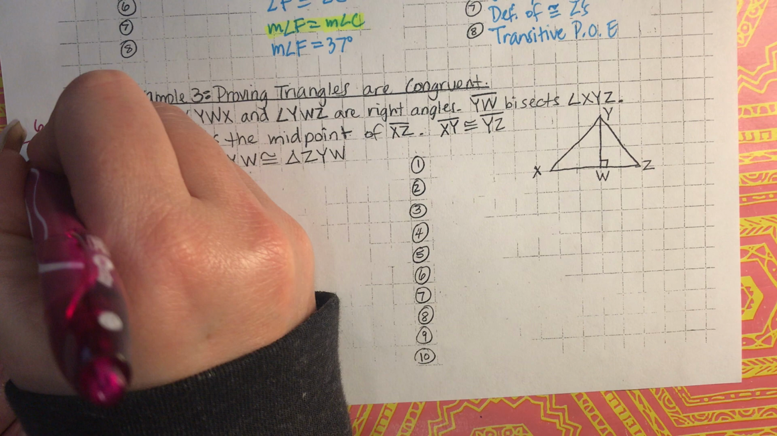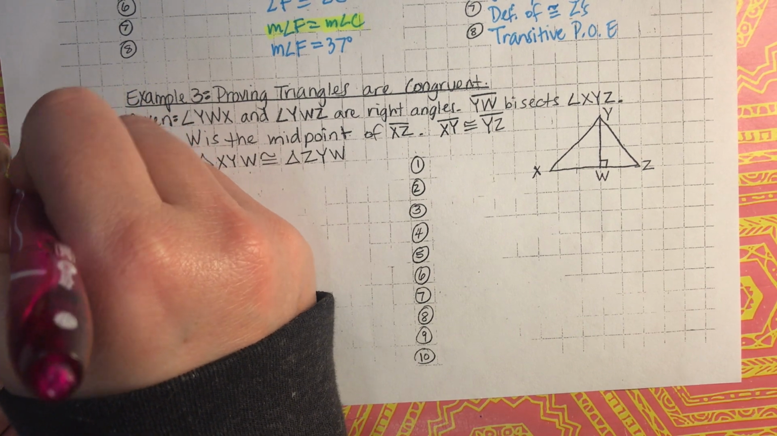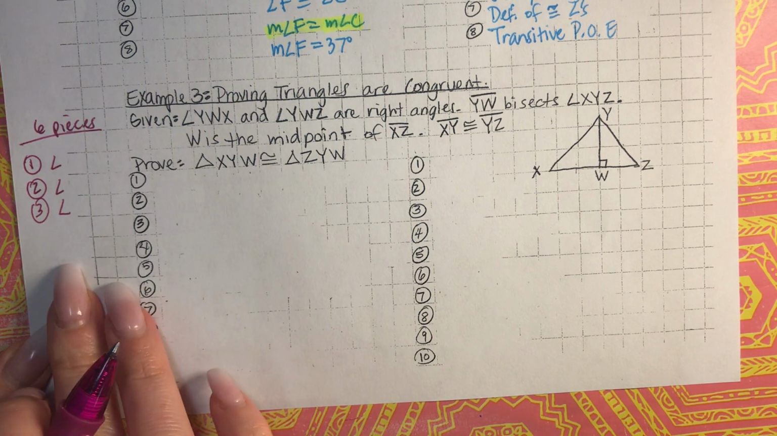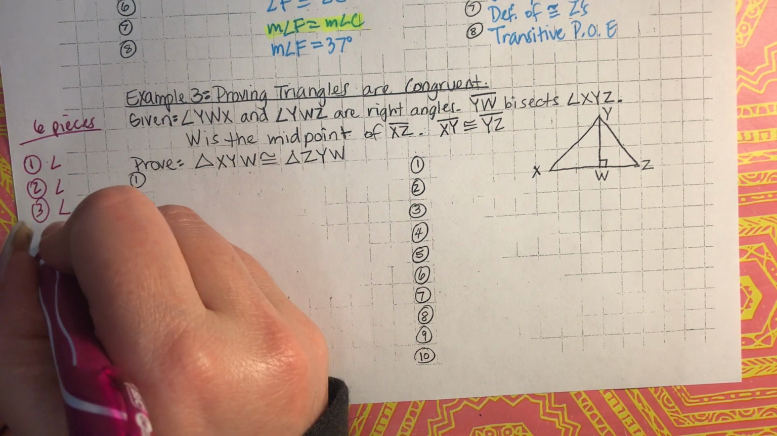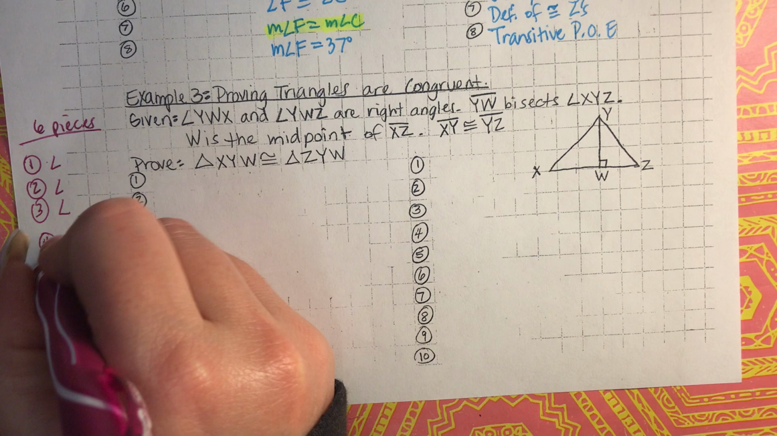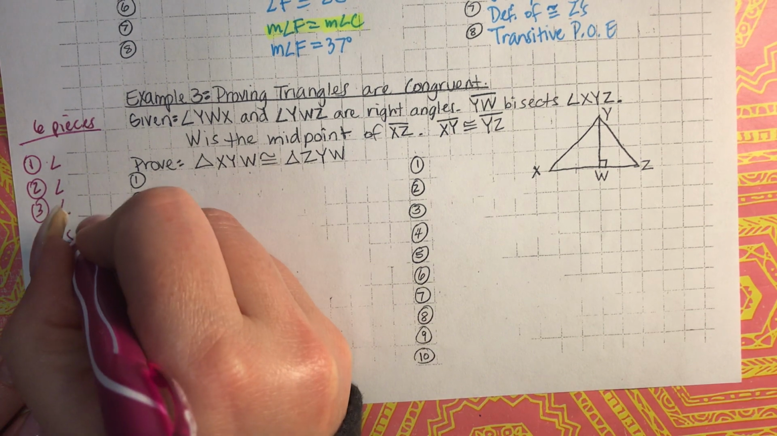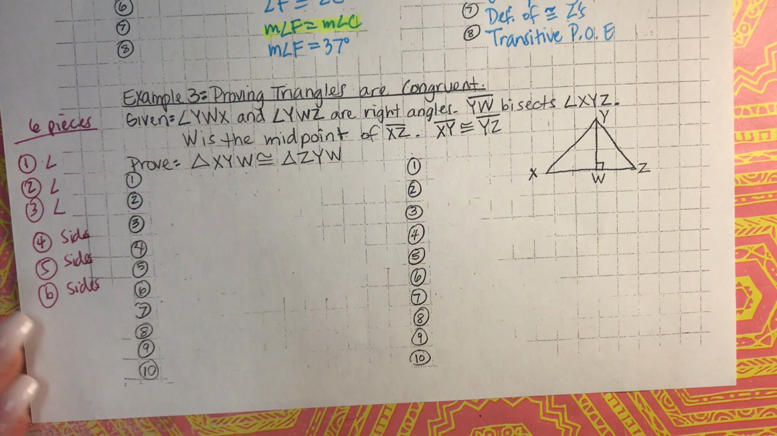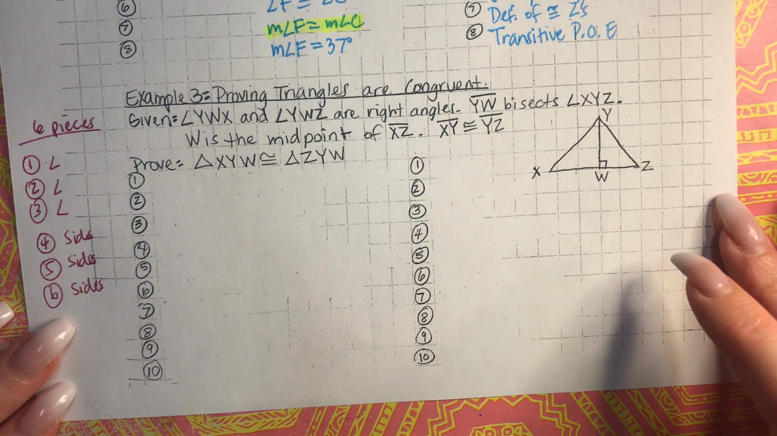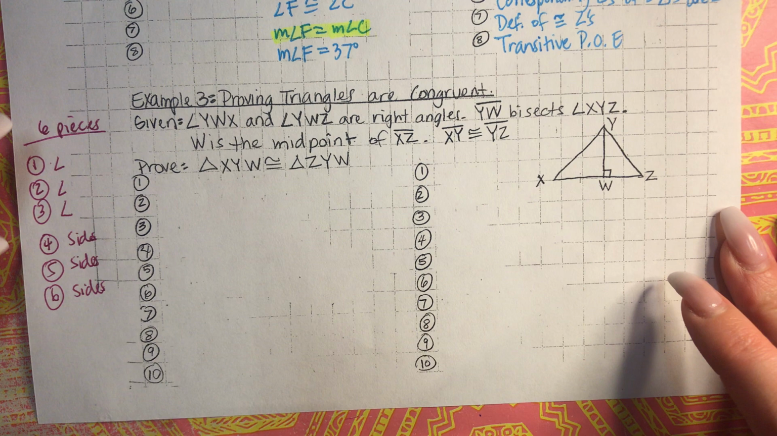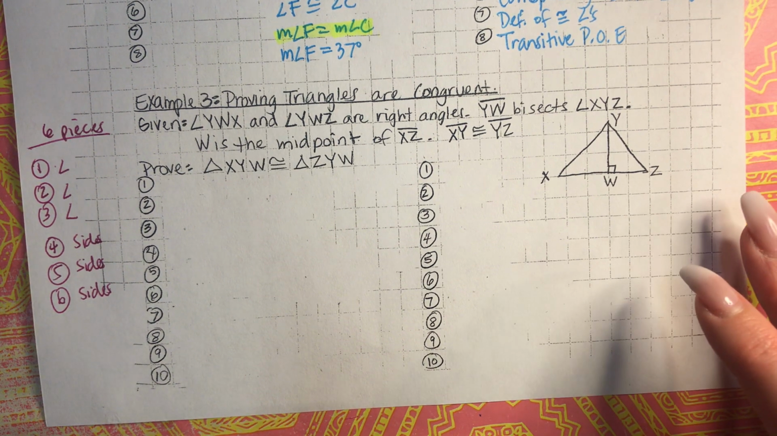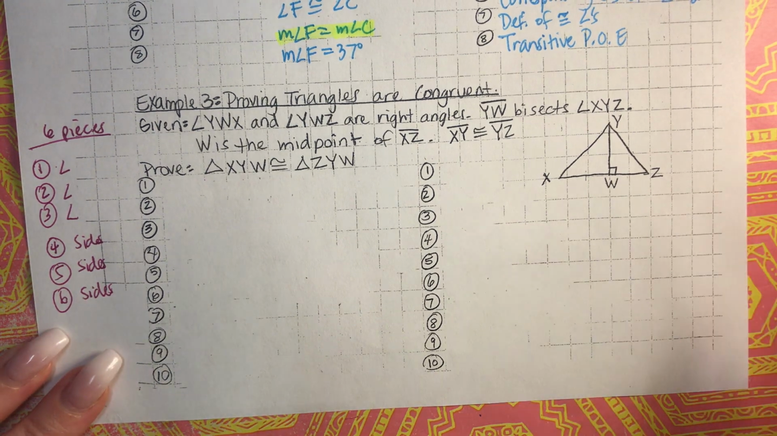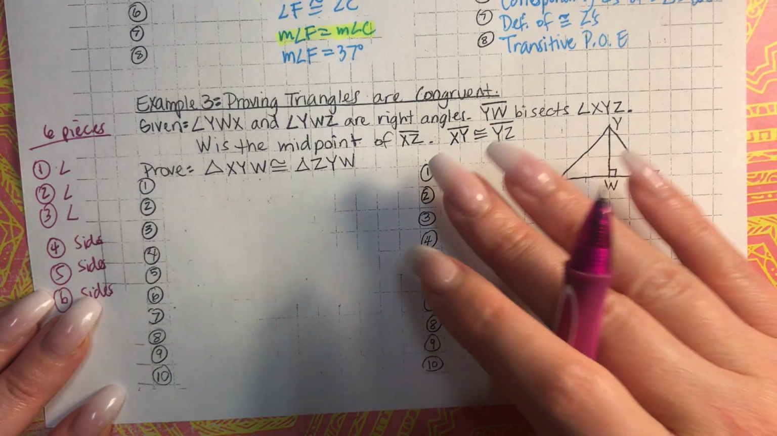We need to prove that there are 3 angles. I'm just going to say angle, angle, angle, right? Corresponding angles. And then we need to show that there are 3 sets of corresponding sides that are congruent. So if we show that all 6 pieces of those triangles are congruent, therefore we know that the triangles have to be congruent by the definition of congruent triangles. All right, so let's just go ahead and get started.